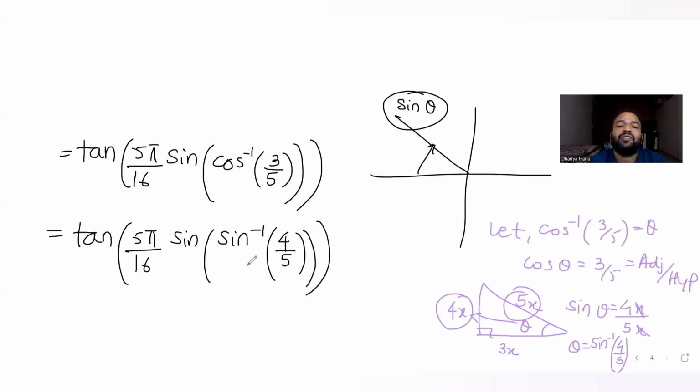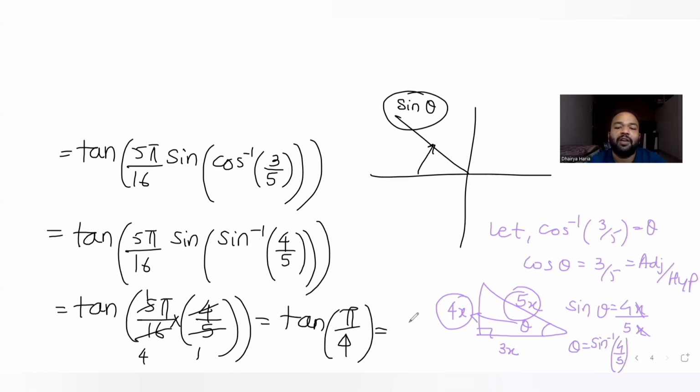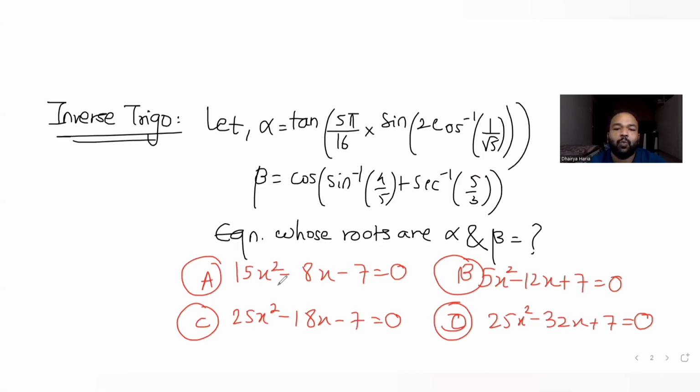So sine inverse of theta becomes theta. So you get 5 pi by 16 into 4 by 5. If you solve this further, 4 ones are 4, 5 ones are 5, so you are left with tan of pi by 4. And tan of pi by 4 is tan of 45, which is 1. So you get the answer for the value of alpha as 1. So your value for alpha basically becomes 1 here.